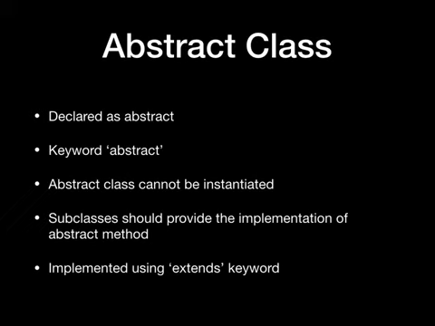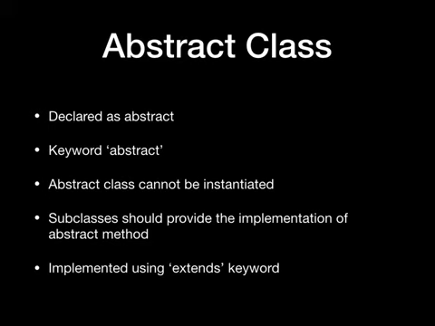Firstly, let us discuss what is an abstract class. A class which is declared as abstract is called an abstract class. It may or may not include abstract methods. So, what is an abstract method? Abstract method means a method declared without its implementation.